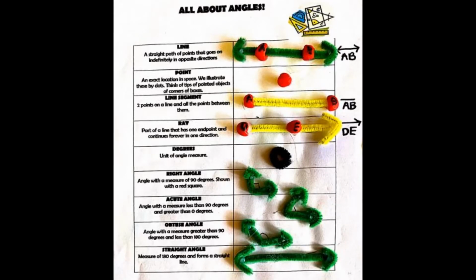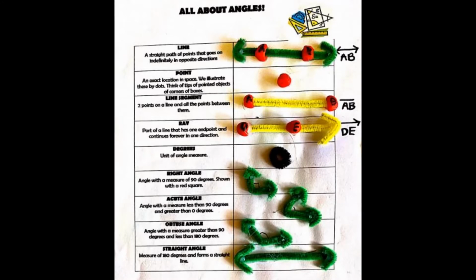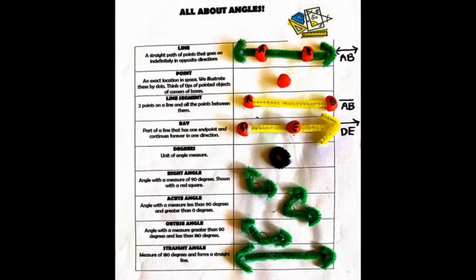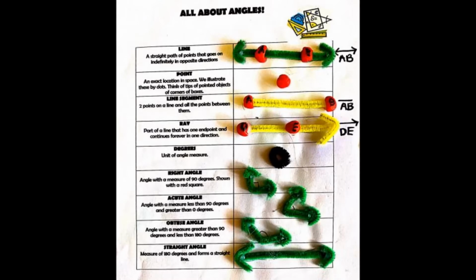Next we have a ray. A ray is part of a line that has one endpoint and continues forever in one direction. I decided to have 2 points on my ray, point D and point E. We would denote this by ray DE with an arrow facing to the right. Next is degrees. We measure angles in degrees. It can be seen by this symbol, which is a little circle.